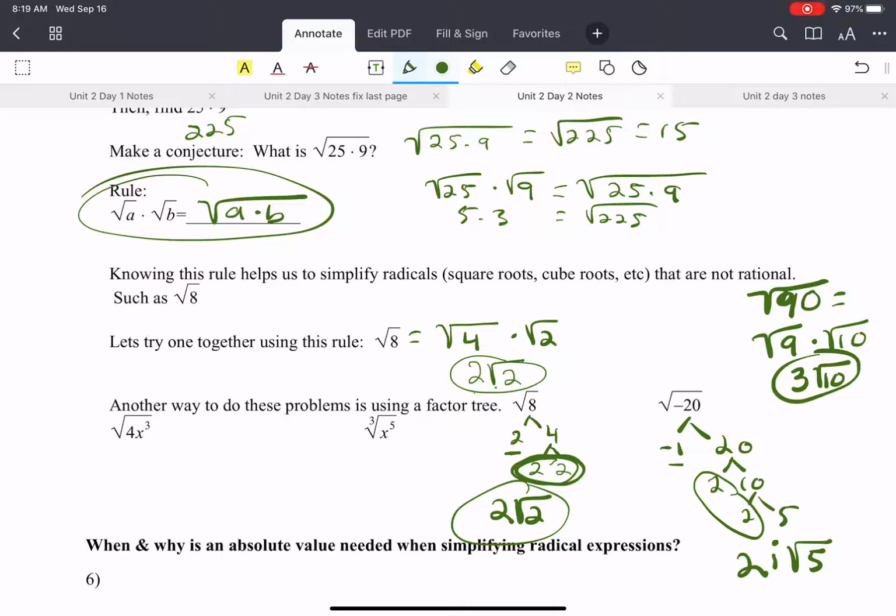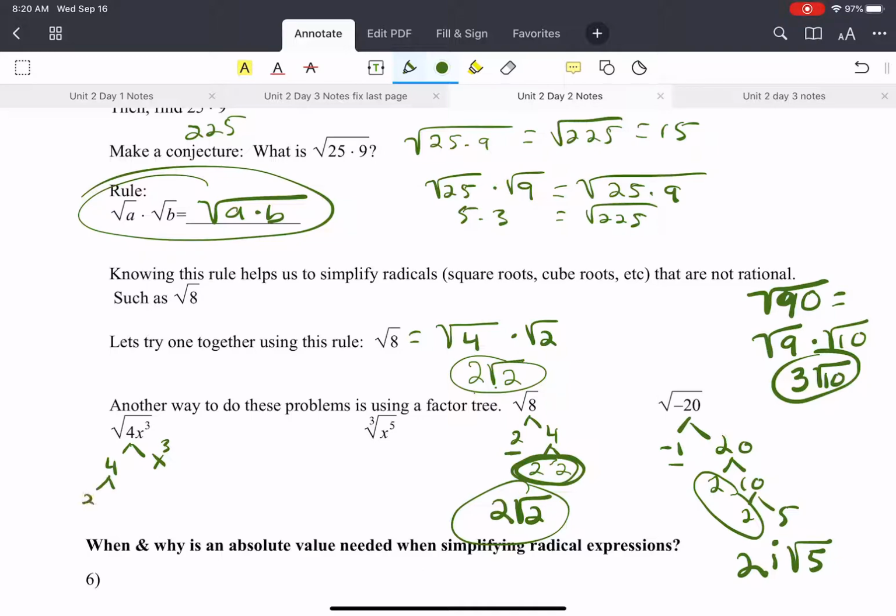Okay, the first thing I want you to do when you try some with variables, your very first branch should always be to split up the number and the variable. So I'm going to split this up into 4 and x cubed first, okay? Dakota, you with us? Yep, okay. Is 4 prime? No. Okay, so what factor is 4?